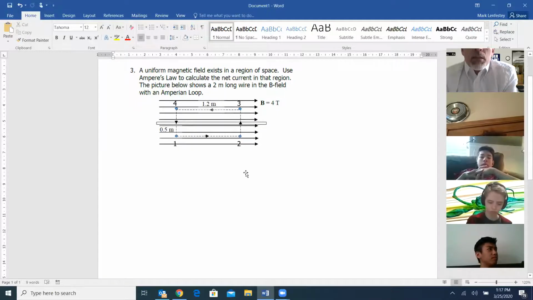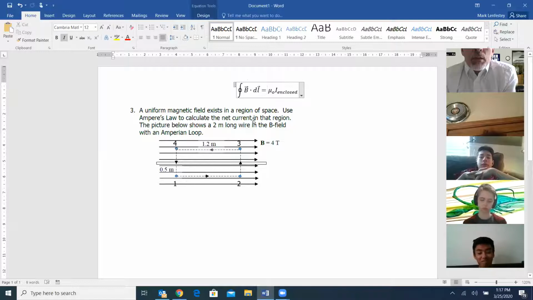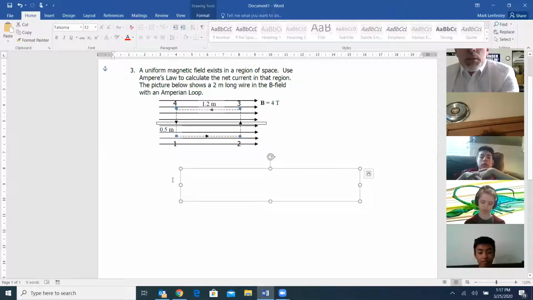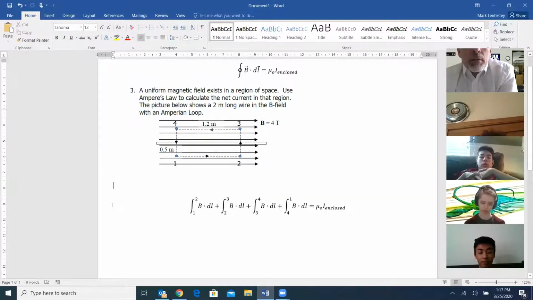Okay. All right, so in order to use Ampere's law here, I have to break this integral up into 4 different sections. And so I've made it like this. I'm going to integrate B dot dl from 1 to 2, then from 2 to 3, then from 3 to 4, and then finally from 4 to 1. Sometimes students forget to do the 4 to 1. You have to have a completed loop. So that's the same statement as up above.